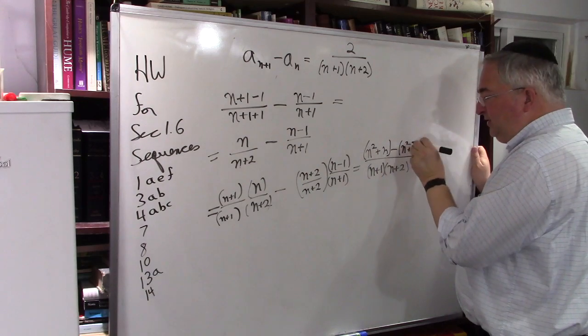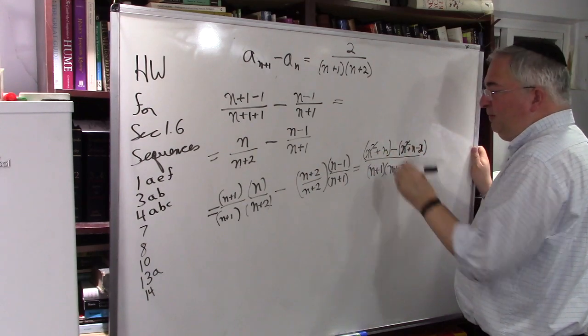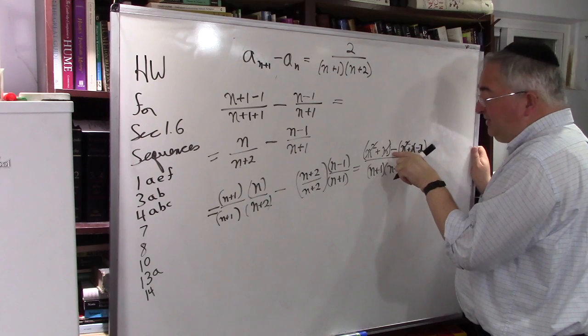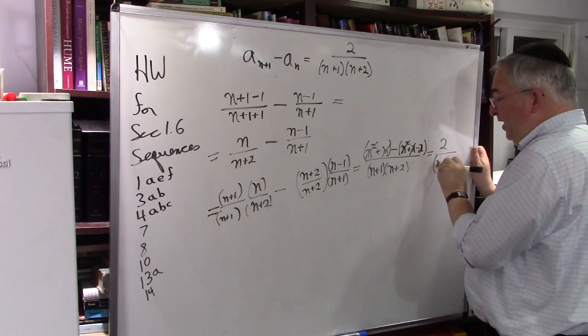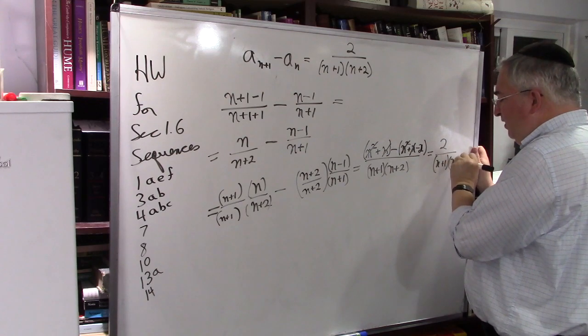Okay, and now we simply subtract. N squared minus n squared. That goes out with that, no problem. N goes out with that. Minus minus 2 is 2. So you're left with 2 divided by n plus 1 times n plus 2.